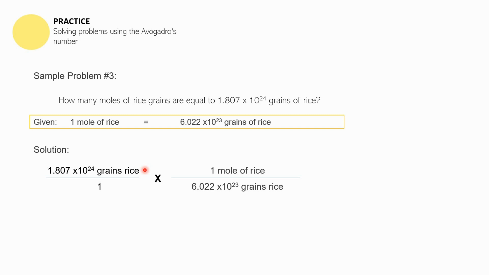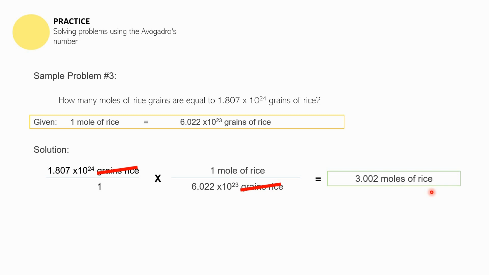So what you need to do is cancel out grains of rice and then multiply 1.807 times 10 raised to the 24th power with 1. So basically it's the same number. And then you divide that by 6.022 times 10 raised to the 23rd power. So what you do here is you divide these absolute values, and then you subtract these exponents. So you'll be getting 3.002 moles of rice.